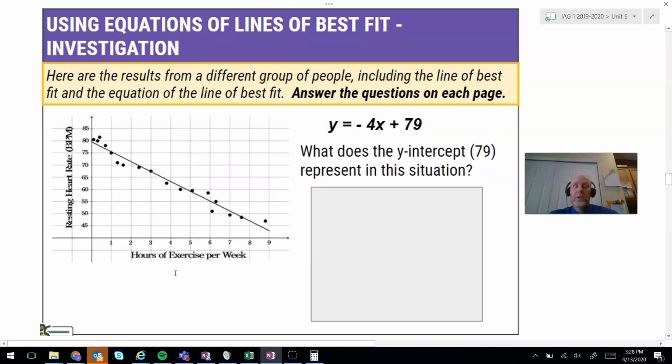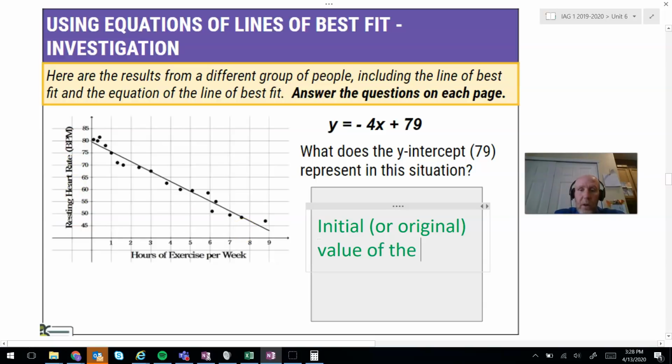They might ask us what the y-intercept represented. The y-intercept always represents the initial or original value of y. And in this situation, let's look at our graph, y represents the heart rate, the resting heart rate. And so we're going to say it represents the initial value of the heart rate. You could put resting heart rate if you'd like, because it does have that in the title, but in the end, that is the initial or the original value of the resting heart rate.